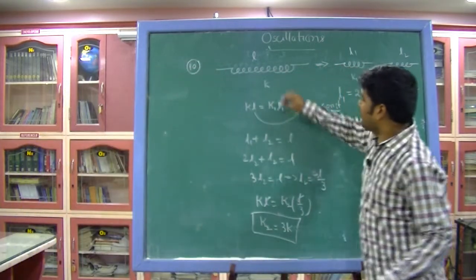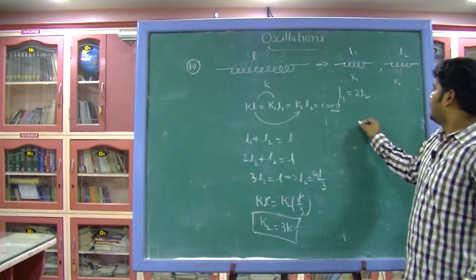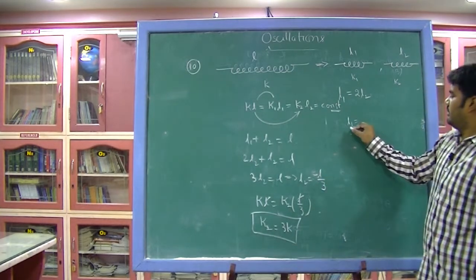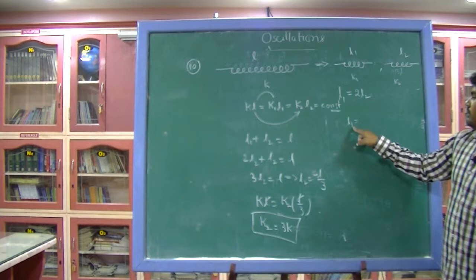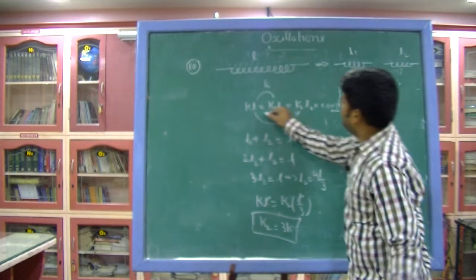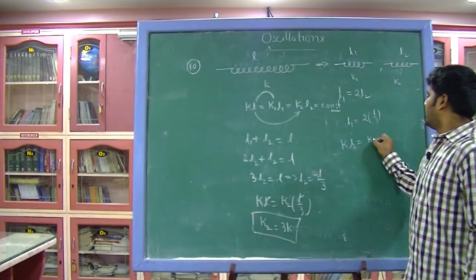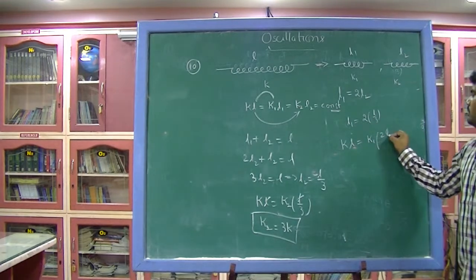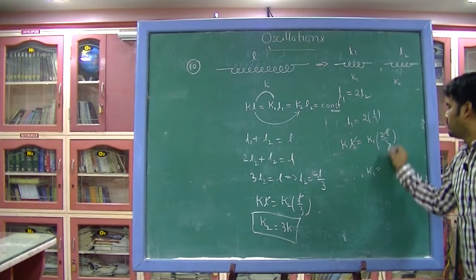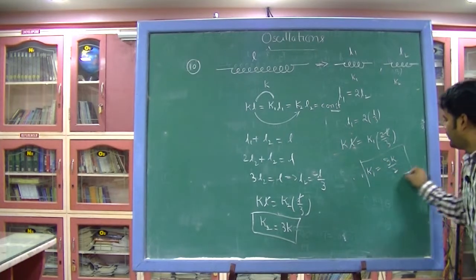Because we know the L2 value, you can find the L1 value. L1 is equal to 2L2, and L2 is L by 3, so L1 is 2 into L by 3. Now, use the equation K into L is equal to K1 L1, where L1 value is 2L by 3. Here L cancels, therefore K1 is equal to 3 into K by 2. So, 3K by 2 is the spring constant of the first part of the spring.